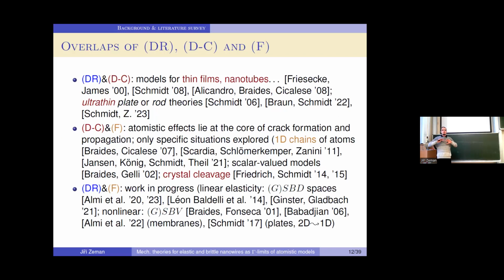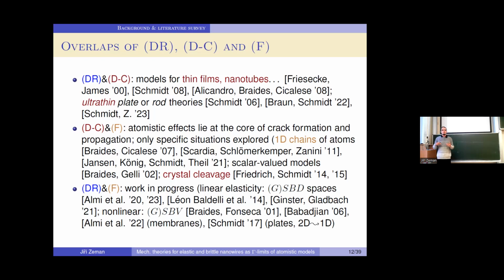And since the physical world is very rich and interesting, obviously there have been efforts to unite some of these paths. So if we consider dimension reduction with discrete to continuum limits at the same time, it can give you some models for thin films or nanotubes. In particular, if you take the so-called ultra-thin scaling, that is when the interatomic distance is of the same order as the thickness of the structure, this can give you some new models for plates, thin films, or von Kármán plates, or rods, as you will see in the sequel.